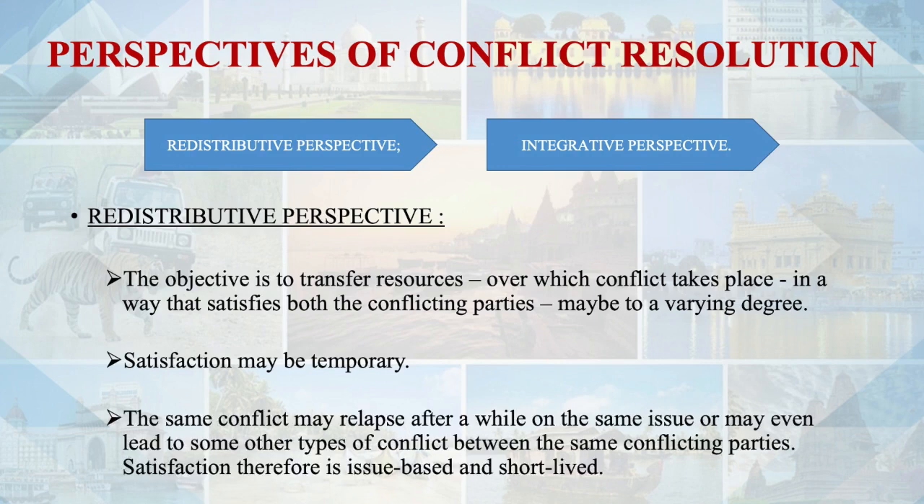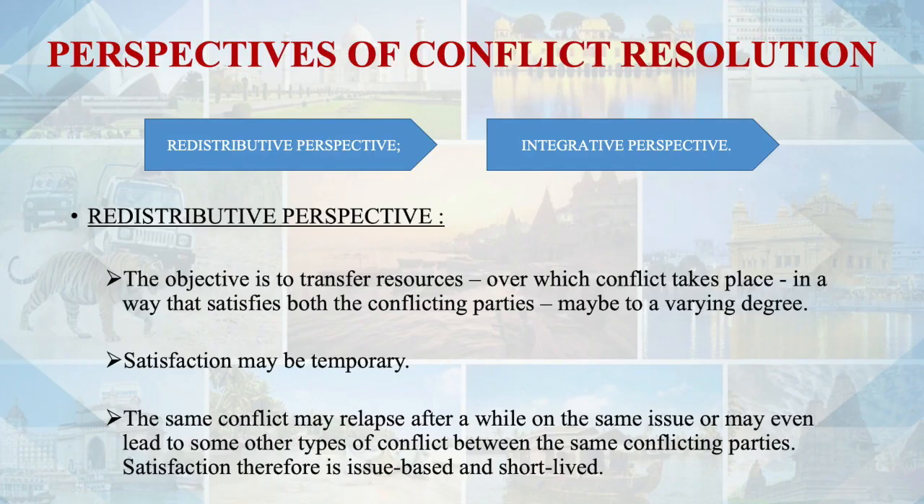The same conflict may again relapse, occur after a while on the same issue, or may even lead to some other types of conflict between the same conflicting parties. So satisfaction in this process of the redistributive perspective of conflict resolution is temporary, and it cannot guarantee that conflict will not arise again. Satisfaction has to be issue based, and it is very short lived in the redistributive perspective.